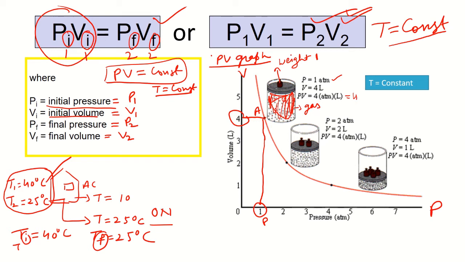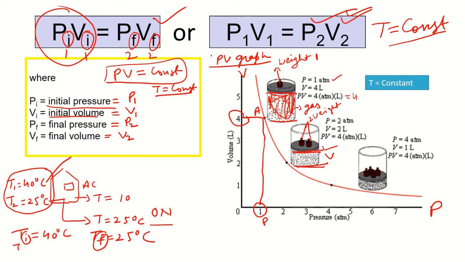Now come here. After that, in this picture there are 2 weights. If you are putting the 2 weights on this, the volume will go down. You see the volume here, and you see the volume here. Here the volume is less. It means the pressure should be more according to Boyle's law.